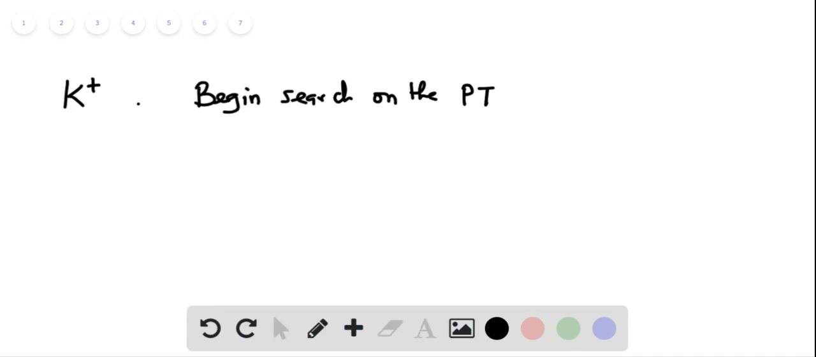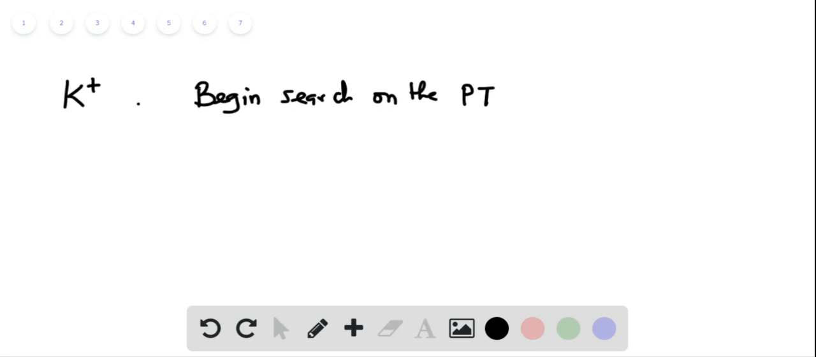So in this question, we are told that suppose we are trying to find a substitute for potassium ion for some application. Where would we begin our search? So we will begin our search on the periodic table.